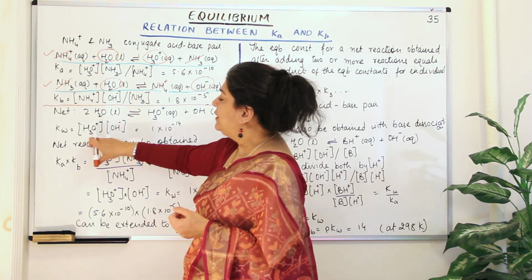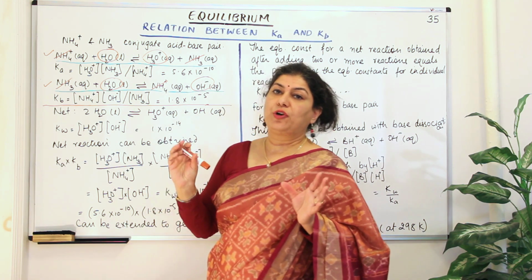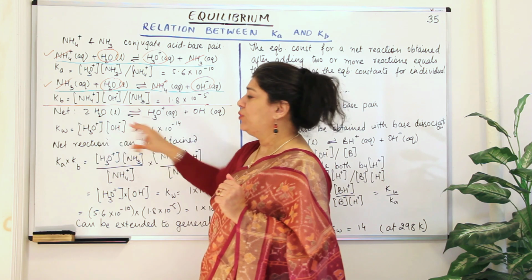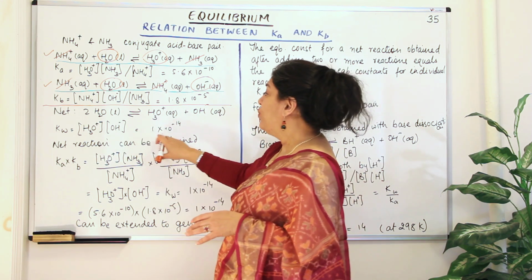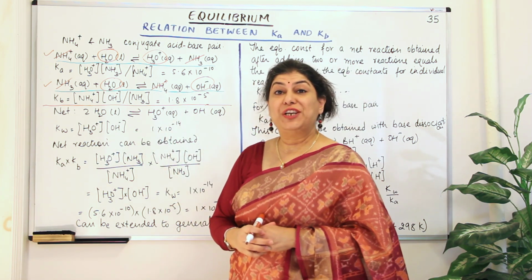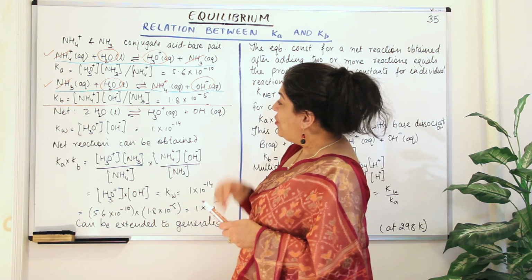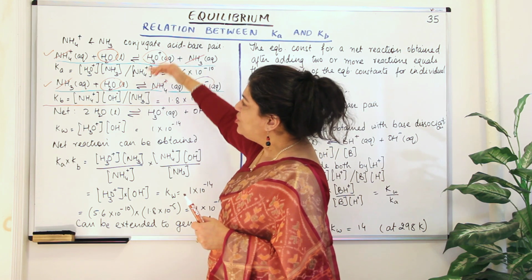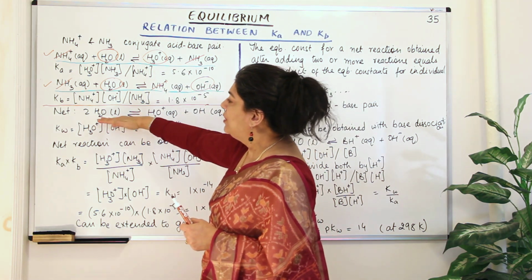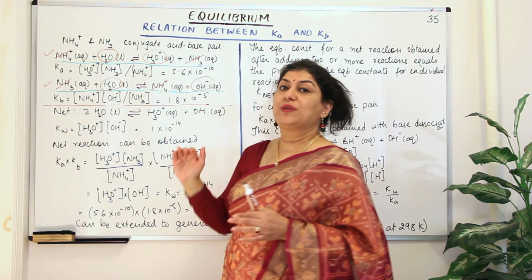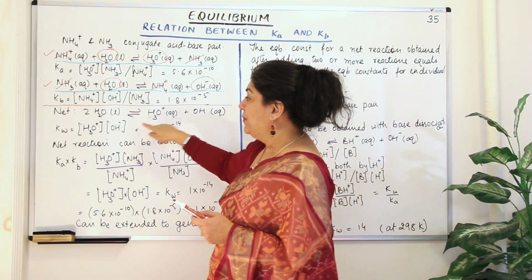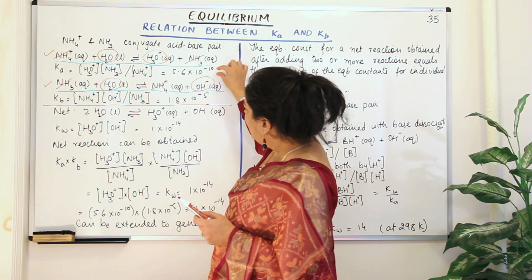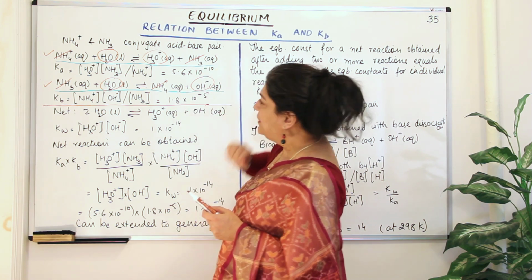So you'll get only the ionic product of water, that is the product of the ions in water, which is H3O positive and OH negative, and this is equal to 1 into 10 to the power minus 14. So what did we notice? We noticed that when we added up these two net reactions, the net reaction we got led us to the ionic product of water.